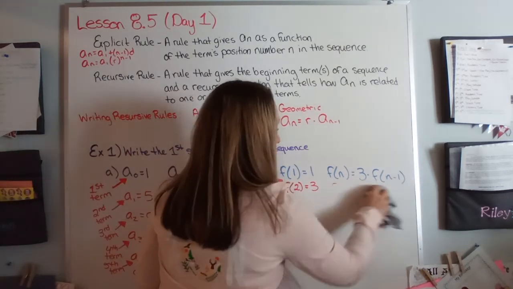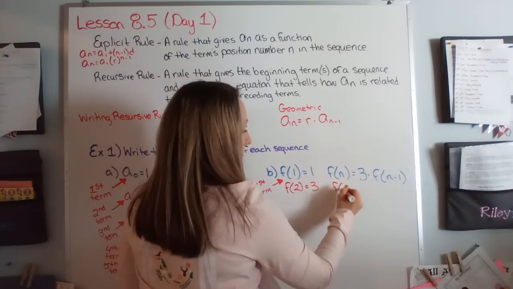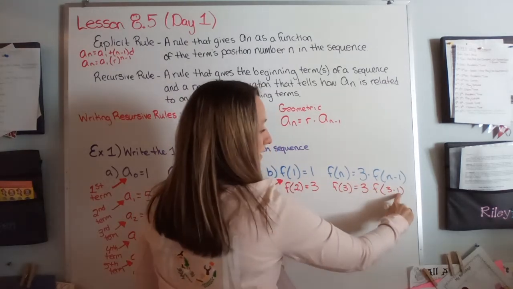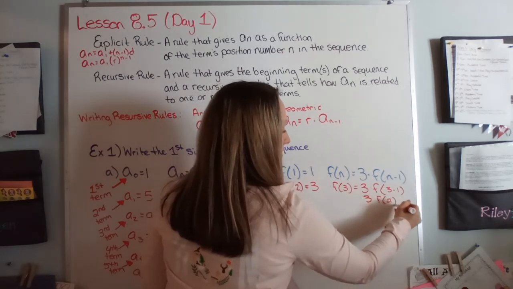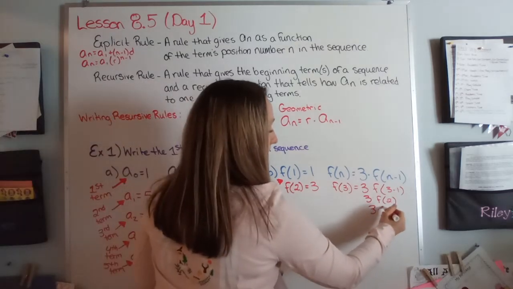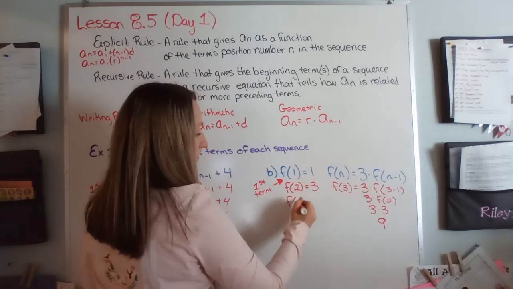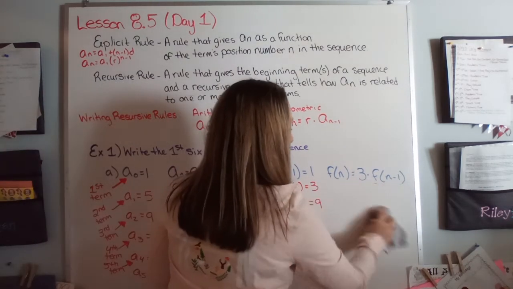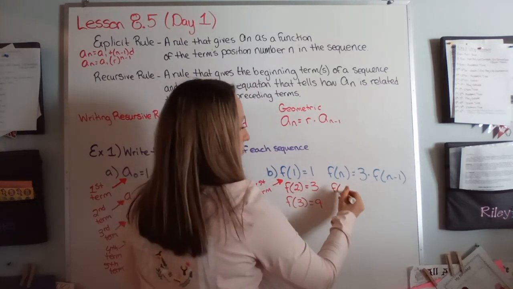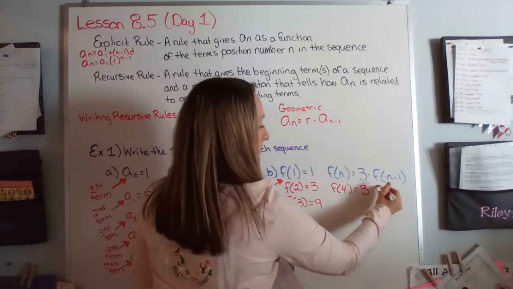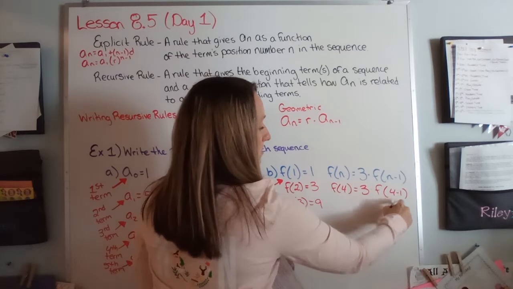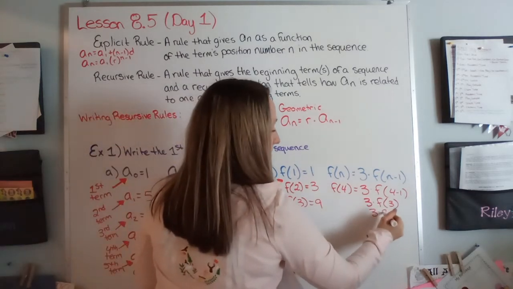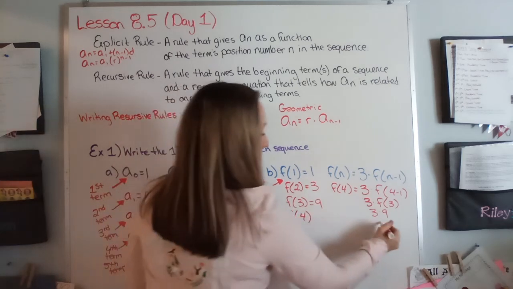To get to the third term, f of 3 is going to represent our third term. Using the rule, 3 times f of 3 minus 1. 3 minus 1 is 2. So f of 2, and what we just found out was 3. So 3 times 3 gives you 9. So f of 3 equals 9. To get to the fourth term, f of 4 is going to represent the fourth term. Using the rule, 3 times f of 4 minus 1. 4 minus 1 is 3. So 3 times f of 3. f of 3 is defined as 9, so substitute that in. 3 times 9, which will give you 27.